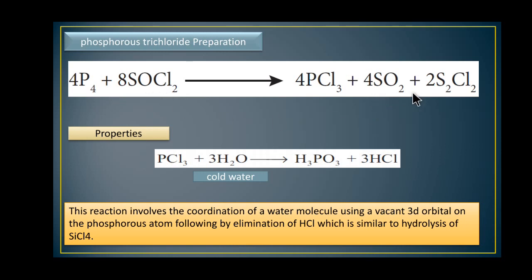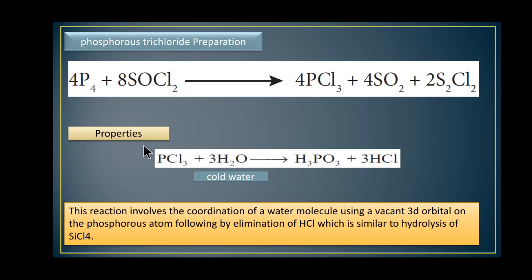And also check sulfur. Is it clear? 1 here, 2, 3. So add the coefficient 8. 8 2s are 16. So increase the coefficient here to 2. So 2 2s are 4. 4 plus 12 is 16. So the equation is balanced. Is it clear? So this is the method by which we prepare phosphorus trichloride.